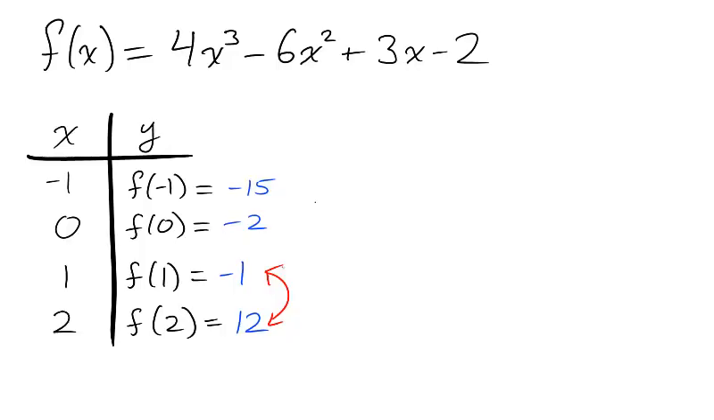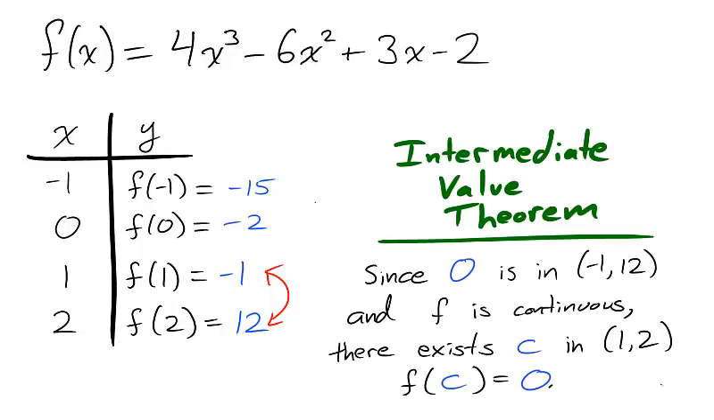Between x equals 1 and x equals 2, the y value switches from -1 to 12. On this interval, the intermediate value theorem guarantees us a root. Since 0 is in between -1 and 12, and f is continuous, there exists a value c in between 1 and 2, where f(c) is equal to 0.